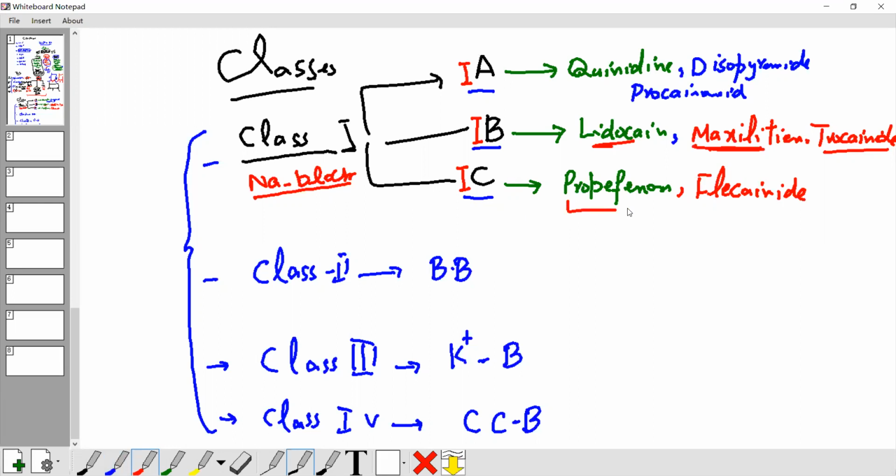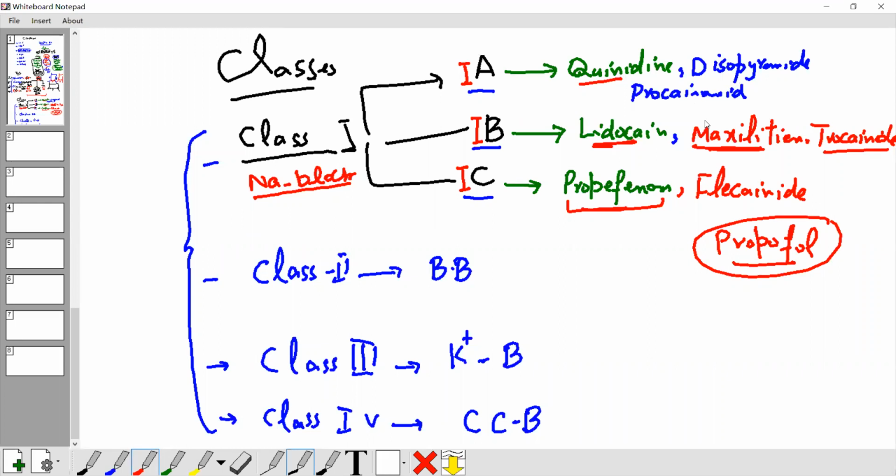Students sometimes mix this up with propofol. Propofol is different from propafenone. Propafenone is a class 1 drug. What is propofol? This we use in anesthesia. It is a GABA-related drug. Propofol is an anesthetic drug. It does not belong here, it is not a sodium blocker. Clear? Class 1 done.